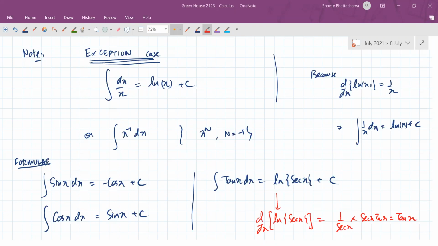So the differentiation of minus cos x becomes sin x, positive sin x. Differentiation of cos x is minus sin x, no? That's why integration of sin x becomes minus cos x. Understood? Okay.